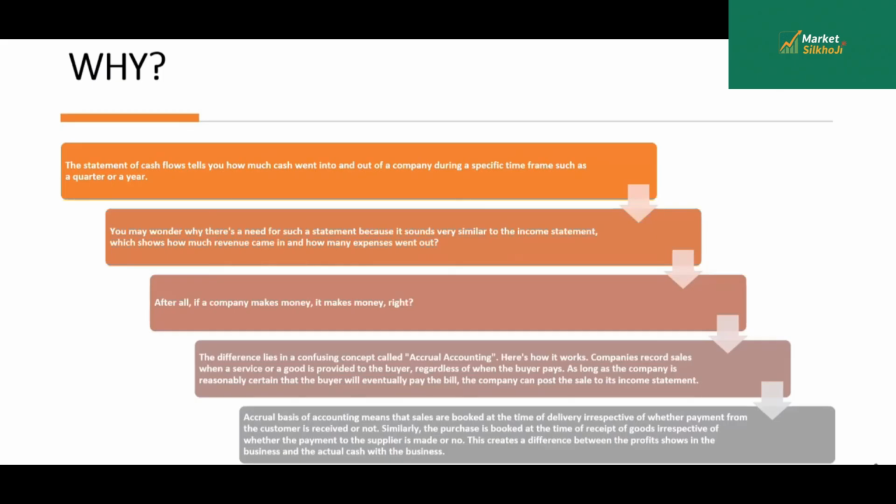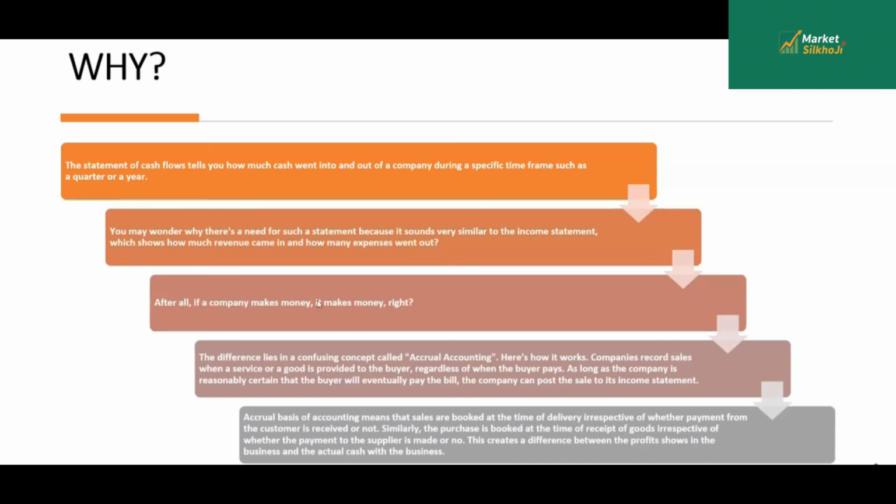Basically, this statement tells you how much cash went into the business and out of the business during a specific period. It can be a quarter, it can be annual. But you may wonder, what is the need for this statement? Because it sounds very similar to an income statement, right? Profit and loss statement, where the income, expenses, net profit. So income is coming in, expenses are going out. It sounds more or less like a profit and loss statement. So why is there a need for another statement, which is the cash flow statement?